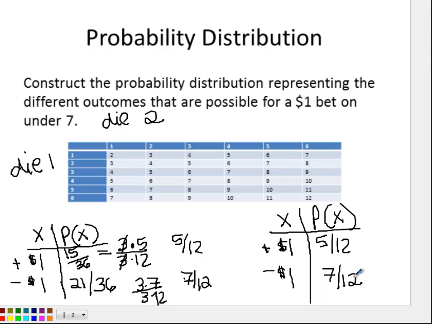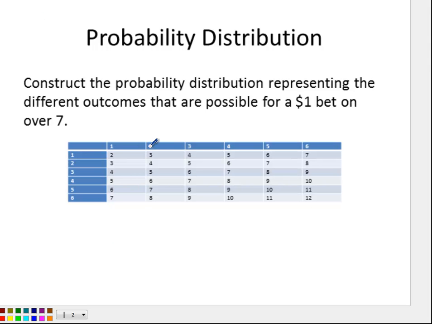Alright. So all I did was reduce the fractions. So let's go on to the next one. We're going to construct a probability distribution representing the different outcomes that are possible for a $1 bet over 7.